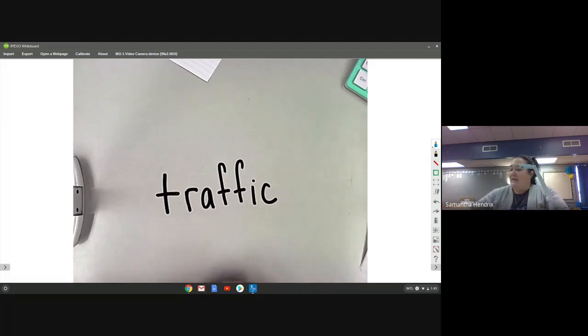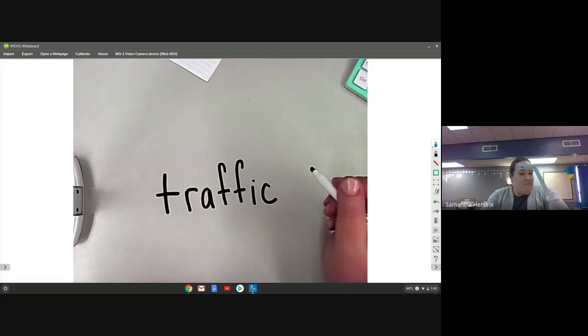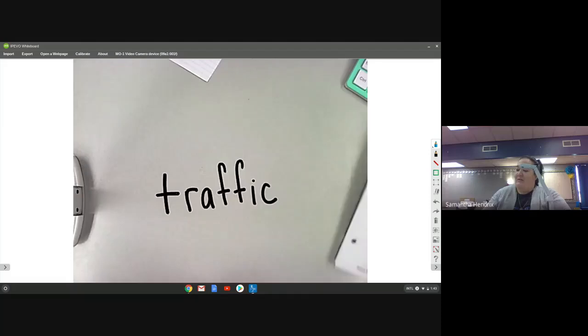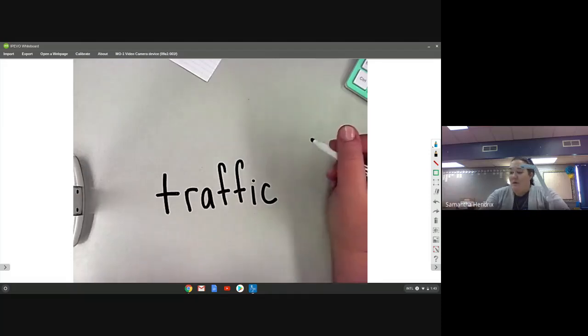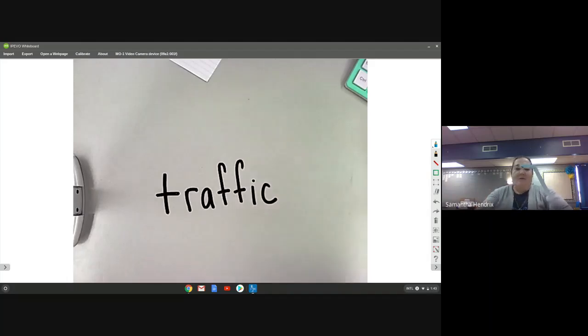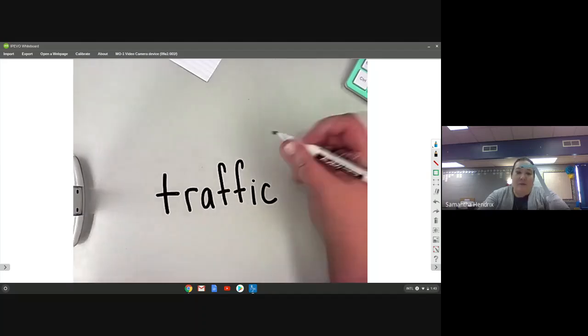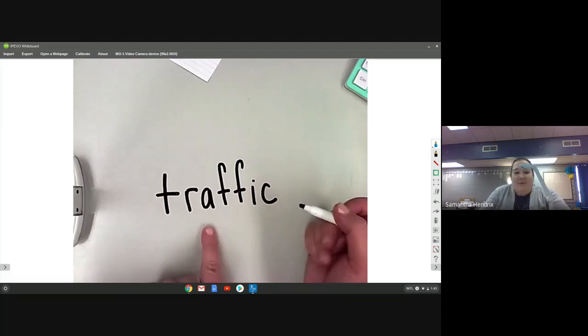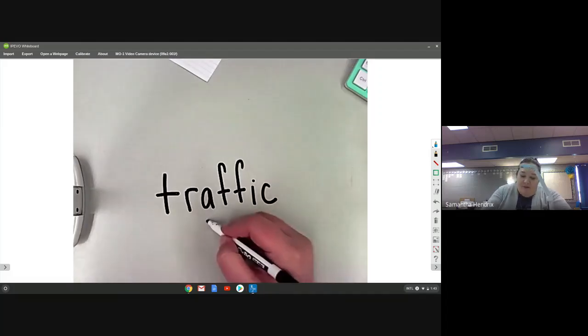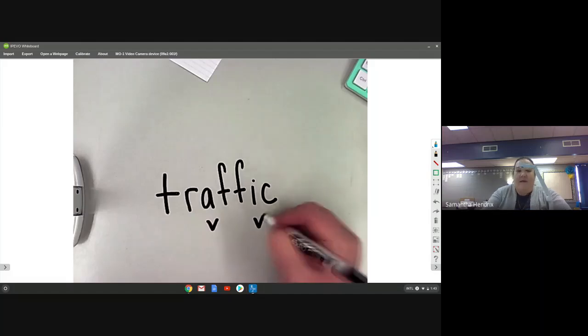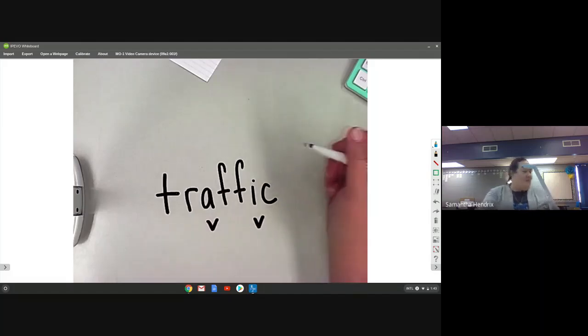So how many syllables does this word have? Okay, it has 2. Remember, syllables are parts of our word. When we have a word that has more than one vowel, each syllable is going to have a vowel. So we have 2 vowels, so we have 2 syllables. I'm going to label these vowels. So I'm going to put a V and a V.